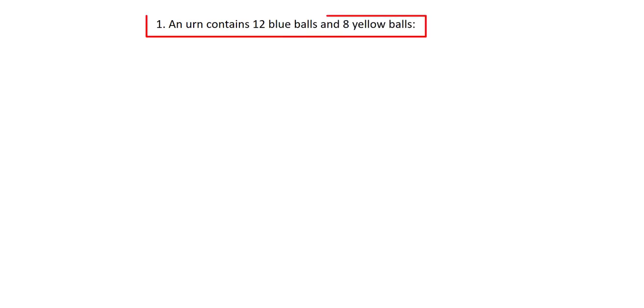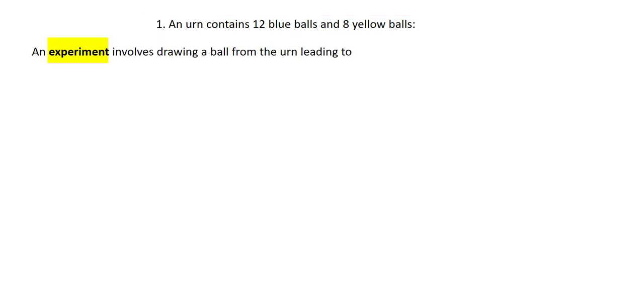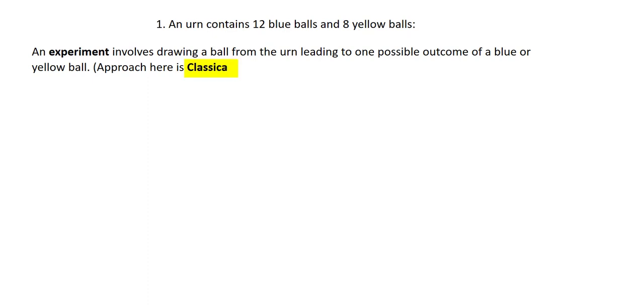The first problem here says an urn contains 12 blue balls and 8 yellow balls. We notice that an experiment will involve drawing a ball from the urn, which will lead to one possible outcome of a blue or yellow ball. The approach used here will be classical because each ball will have equal chances of getting selected.